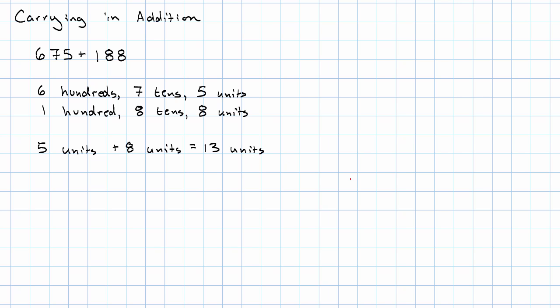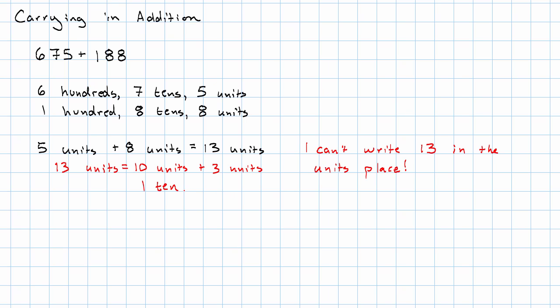But, oh no, I can't write 13 in the units place, right? I can only write 1 digit in the units place, and I need 2 digits to write 13. So what am I going to do? Well, 13 units is 10 units plus 3 units, right? That's what the 13 means. It's 10 and 3. But 10 units is a 10. I actually have 1 ten and 3 units.